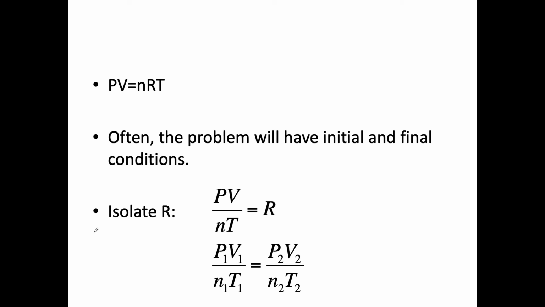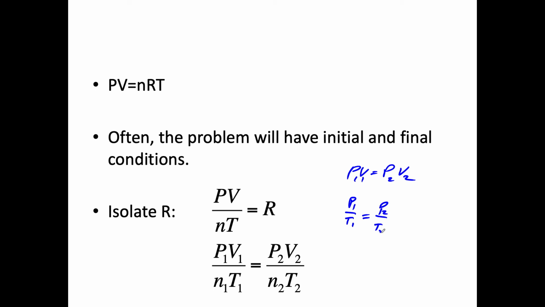And now we could say, if we have initial and final conditions, we've got P1 V1 over n1 T1 is equal to P2 V2 over n2 T2. So now we have a way for beginning and ending. And I like to use, and most tests will give you, just the ideal gas law. If pressure, n, and T are constant, then P1 V1 is equal to P2 V2, or if volume and n are constant, then P1 over T1 is equal to P2 over T2.